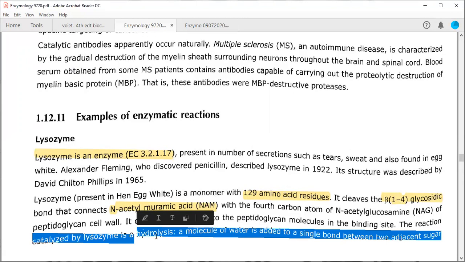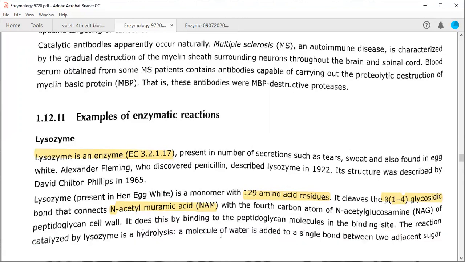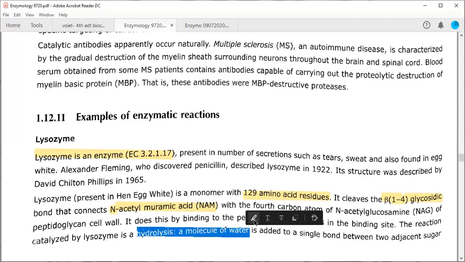So hydrolysis is with the help of water actually. A water molecule is being added. So you need to remember one water molecule is being added to the single bond between the two adjacent sugar molecules. One is called NAM, and another sugar molecule is called NAG. So it is always in this order. So NAM will come first, NAG will come later.